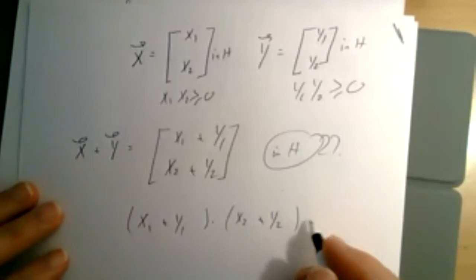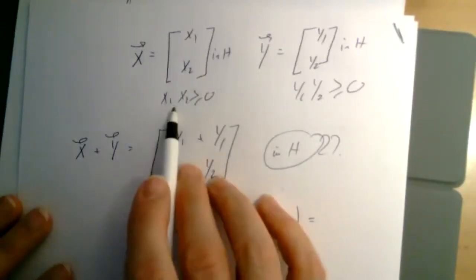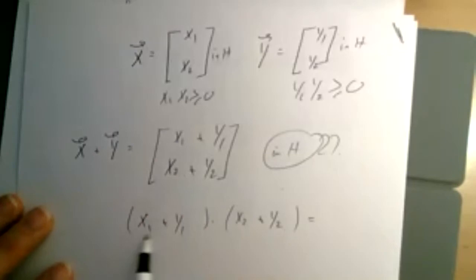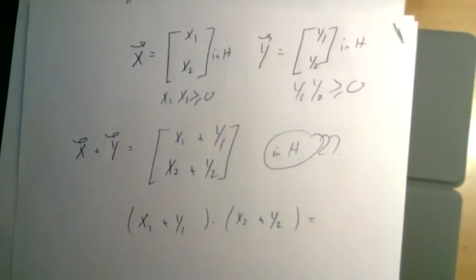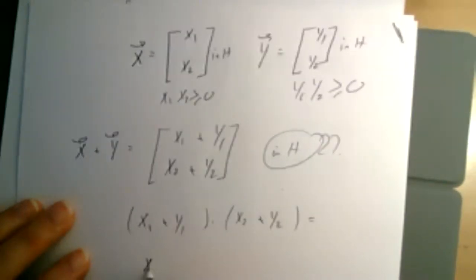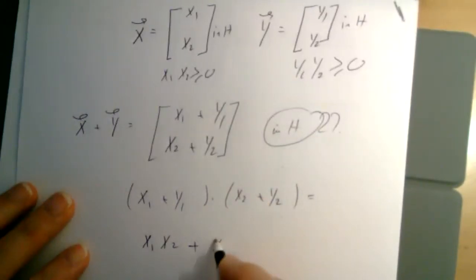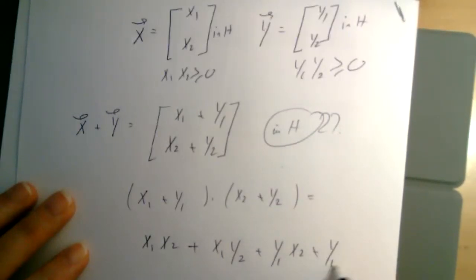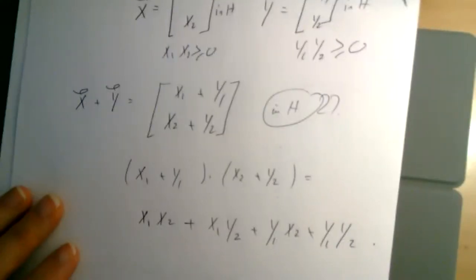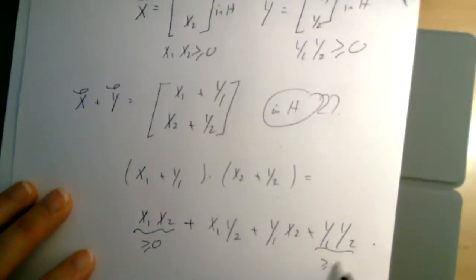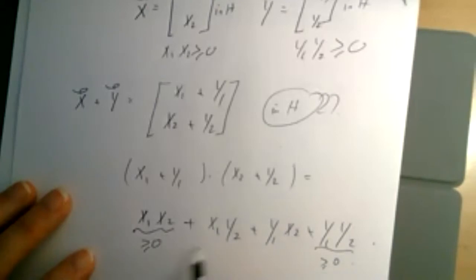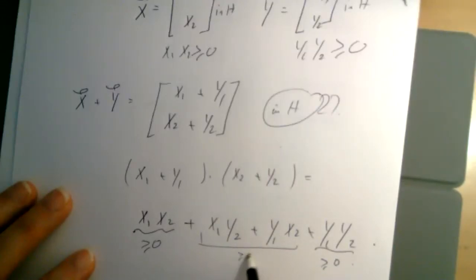All right, so, okay, I don't know. I know x1, x2 is positive, y1, y2 is positive, but I have no idea about this product. So I multiply out just to make things a little easier. I get x1x2 plus x1y2 plus y1x2 plus y1y2. And now I should start seeing the problem. I know that this is positive. And I know that this is positive. But is there any reason that this term is positive?